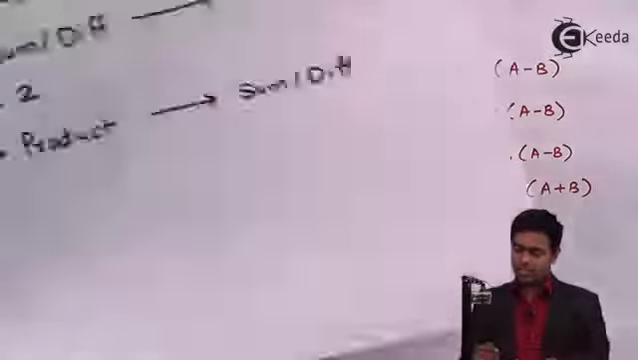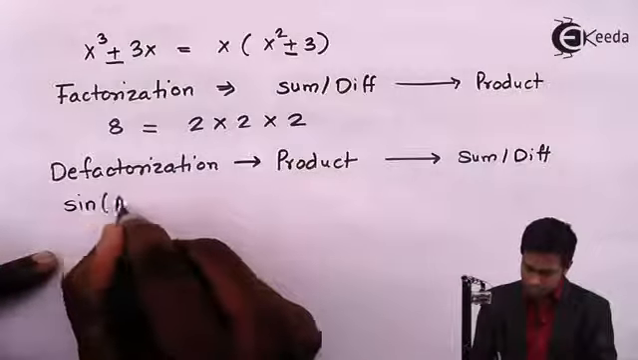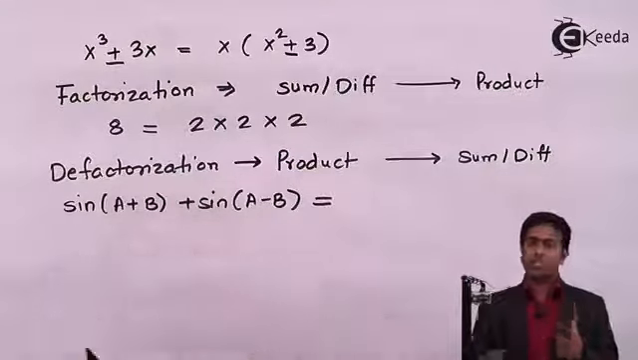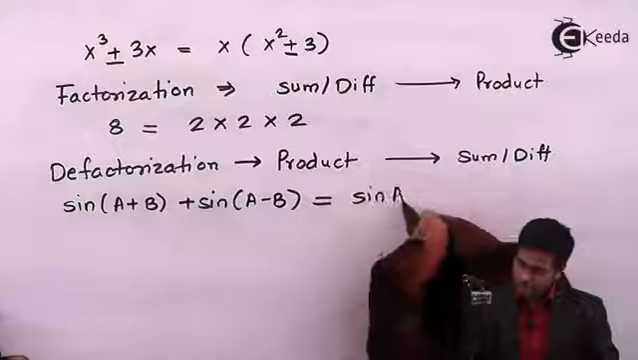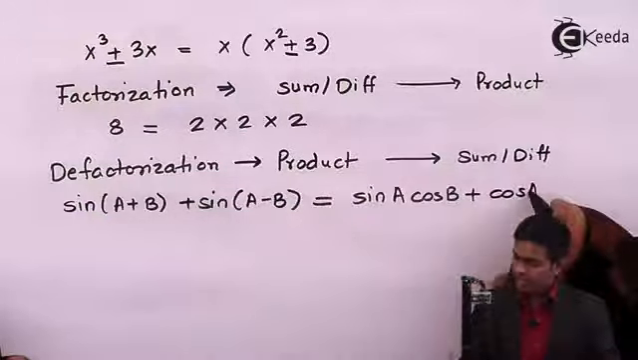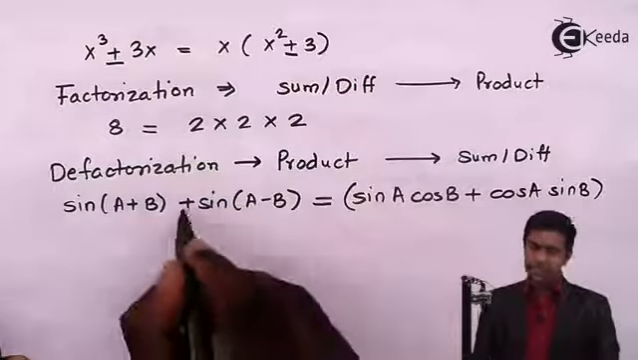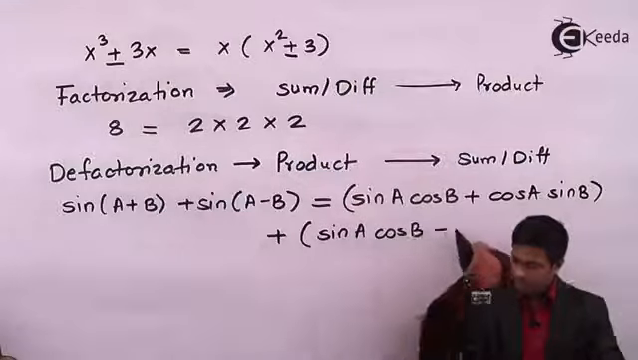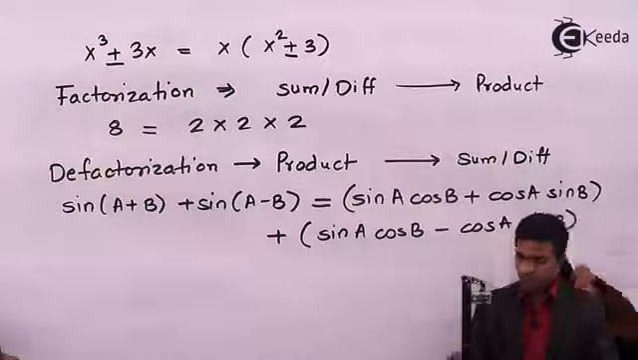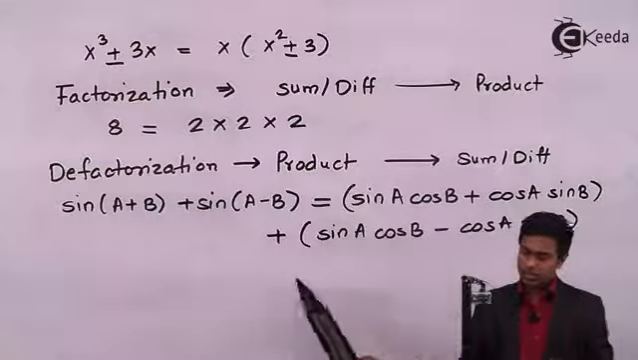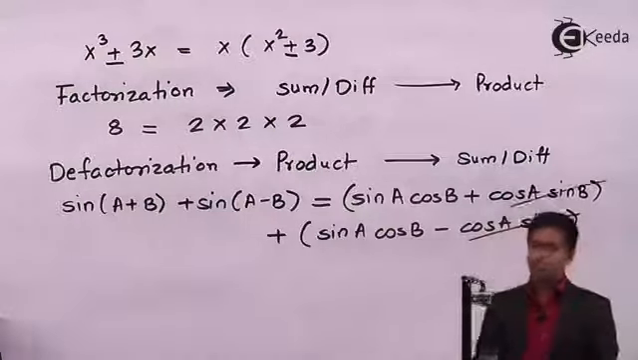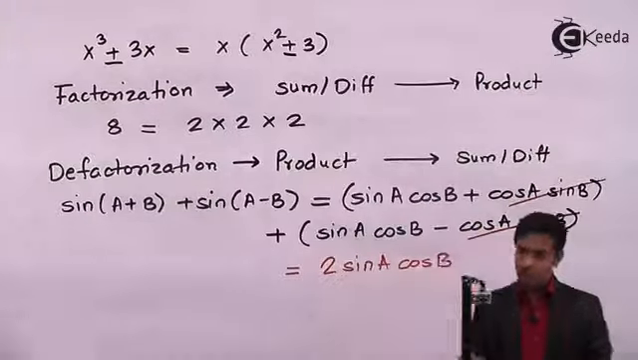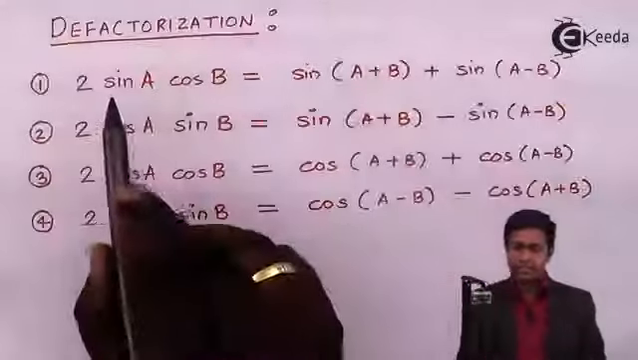So sin A plus B plus sin A minus B is equal to, the formula of sin A plus B which we have seen in allied and compound angles, sin A cos B plus cos A sin B. The middle sign is plus, and the formula of sin A minus B is sin A cos B minus cos A sin B. Now if we add these two terms, we can cancel the negative cos A sin B with the positive cos A sin B, and we get the addition of these two terms as 2 sin A cos B. So you can see that we got exactly the left hand side term.